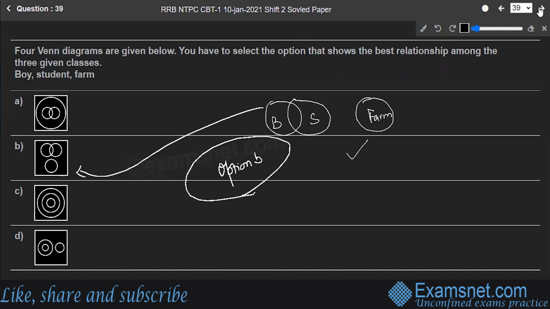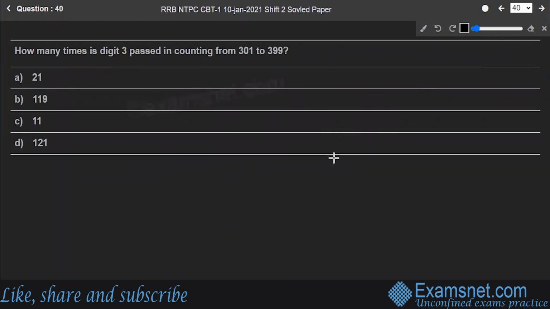Hope you understood this. Next is question number 40. How many times is digit 3 passed in counting from 301 to 399? So listen to the question again. How many times is digit 3 passed in counting 301 to 399? So let's see.